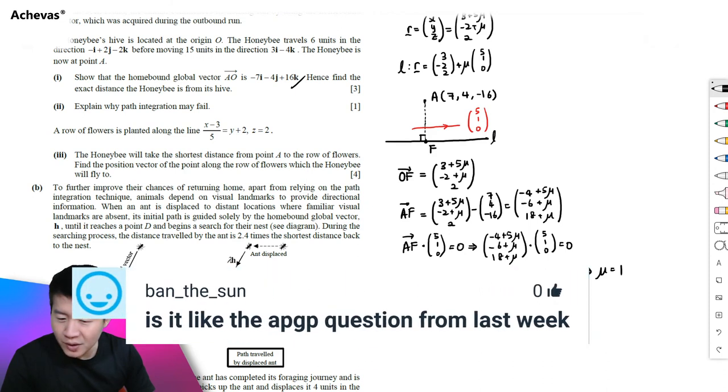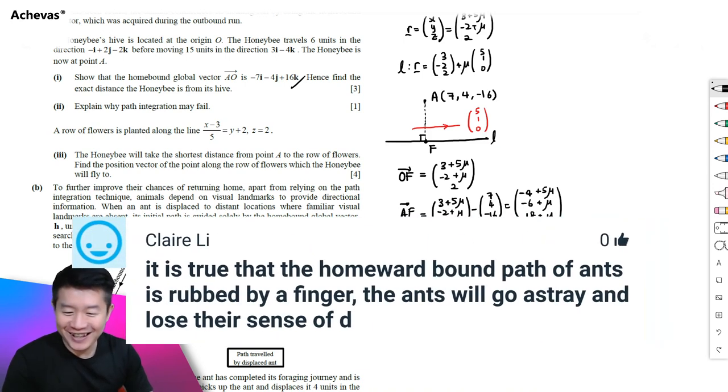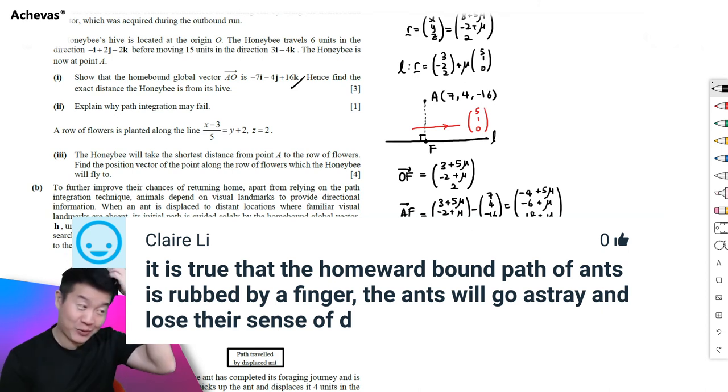The APGP question from last week. I have no idea what the APGP question from last week is about. I don't think so, Claire. I'm not sure how an ant comes up with a homebound path. But this rub the path with a finger thing, right?